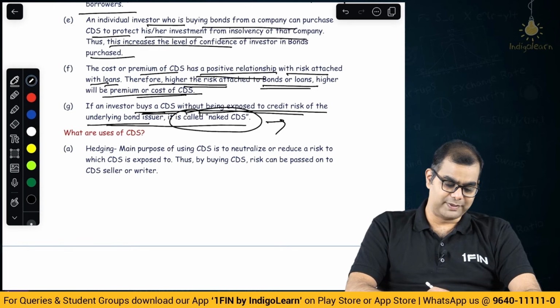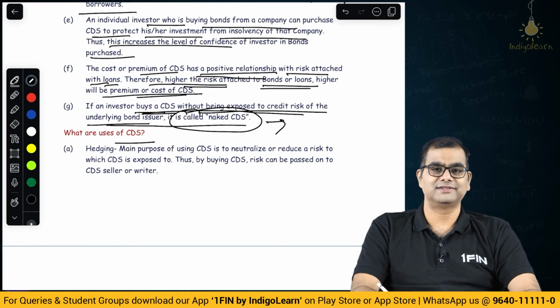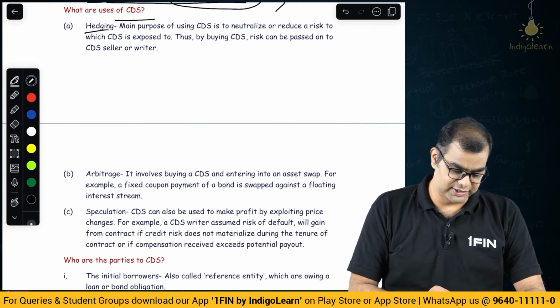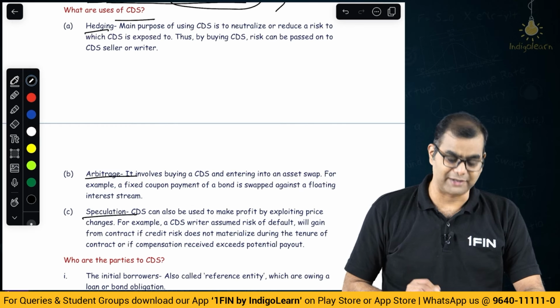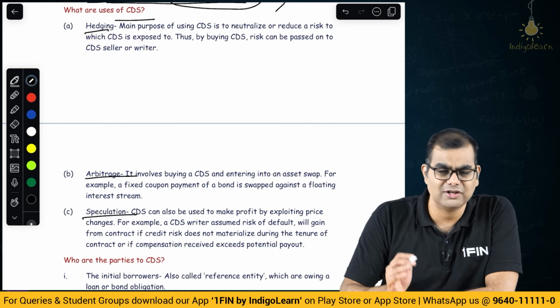Okay, let us move to the next aspect. What are the uses of CDS? We will see. One is hedging, one is speculation, one is arbitrage. There are three uses.